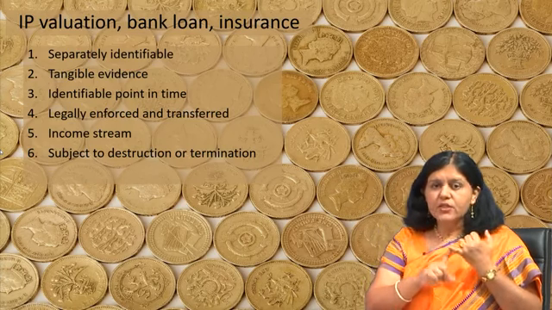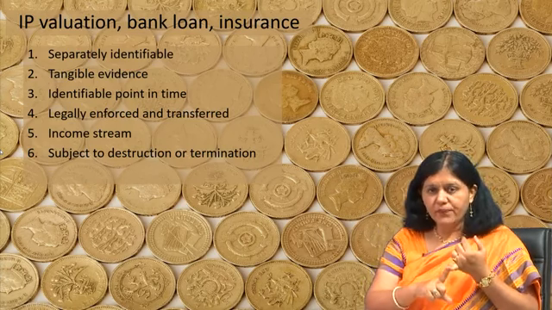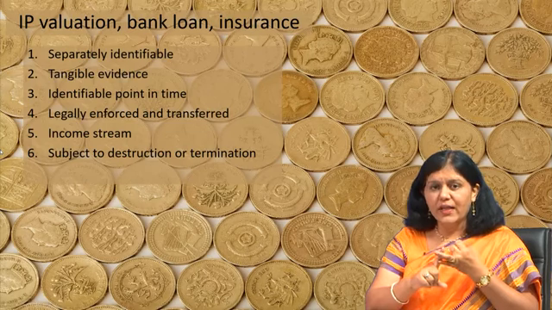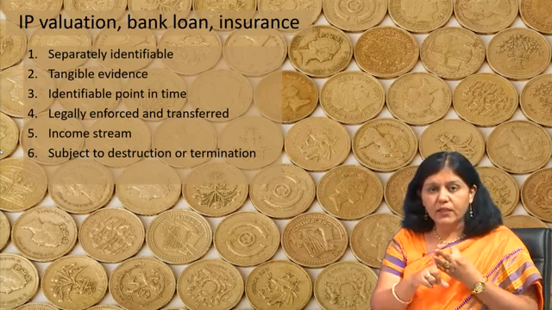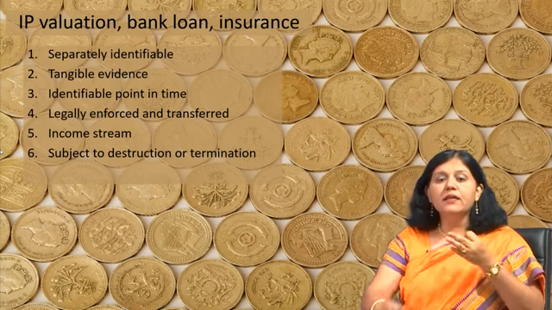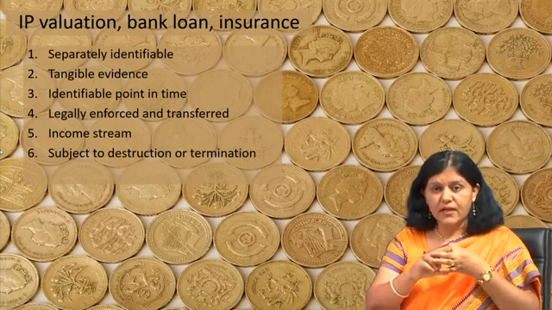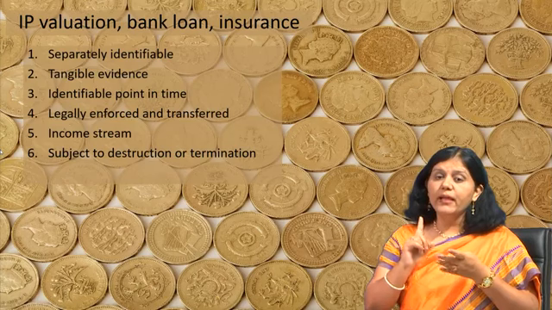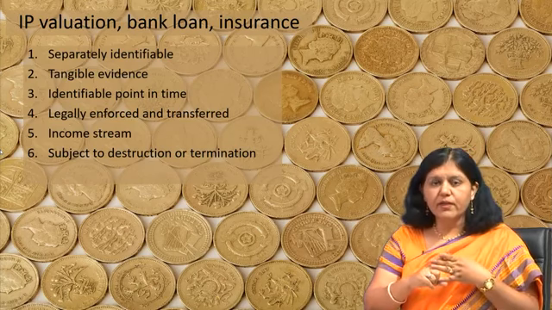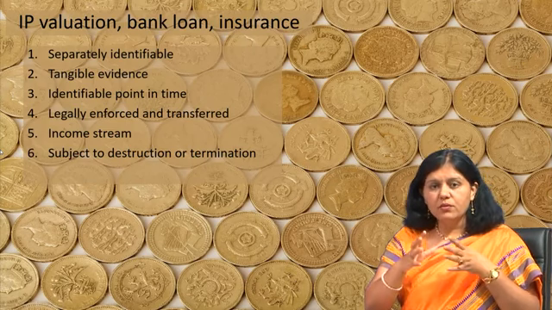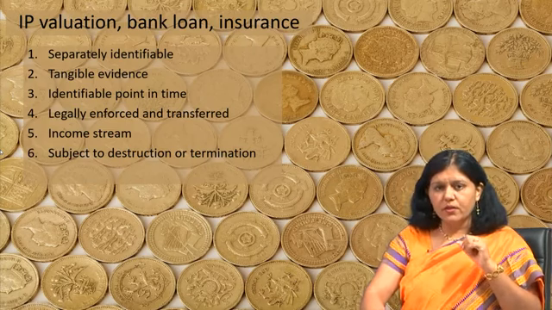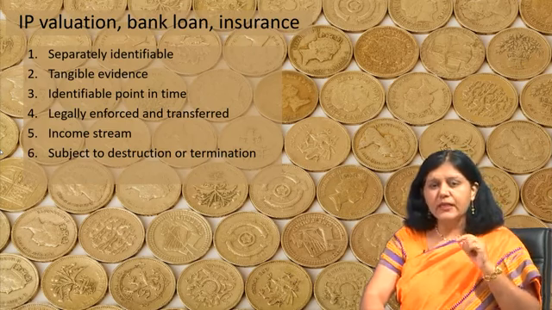Characteristic: it should be separately identifiable, then it should have tangible evidence, then an identifiable point in time, then it should be legally enforceable and transferable, then there should be an income stream from that particular asset, and it should be subject to destruction or termination. So, what exactly is that?